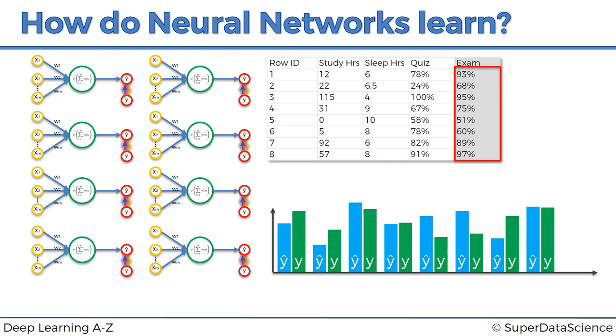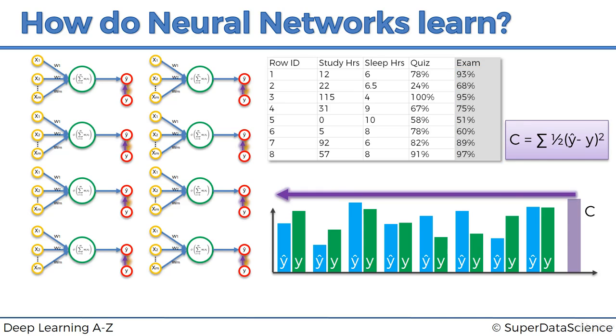And now, based on all of these differences between y hat and y, we can calculate the cost function, which is the sum of all of those squared differences between y hat and y, and all of that is halved. And there's our cost function. And basically now what we do after we have the full cost function, we go back and we update the weights. We update W1, W2, W3.